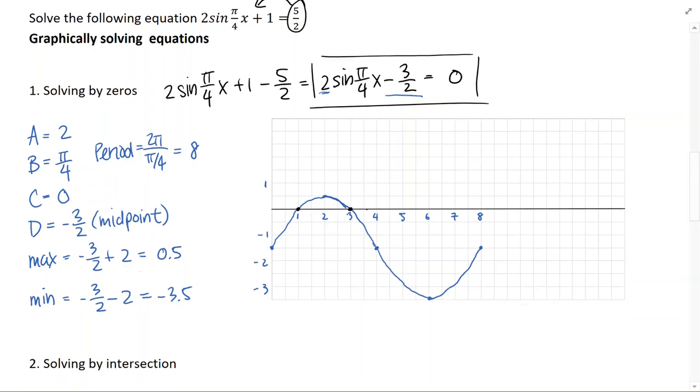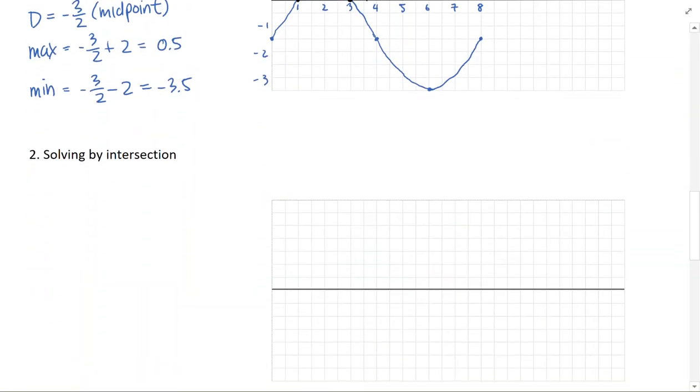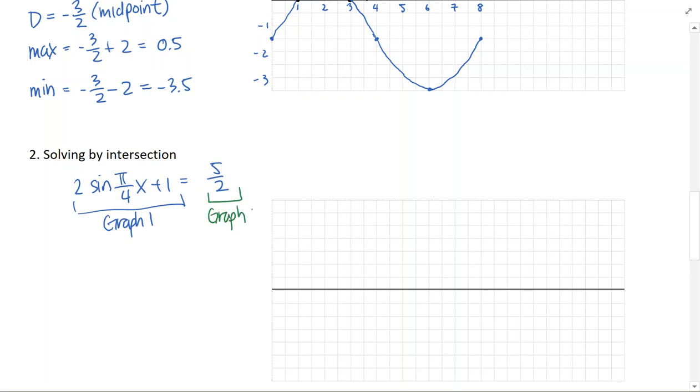Strategy number 2, solving by intersection. So in this particular case, we're actually going to keep our equation as is. So keep it as it was before we moved stuff, which was like so. Left side, we're going to have it as graph 1. And the right side, we're going to have it as graph 2.